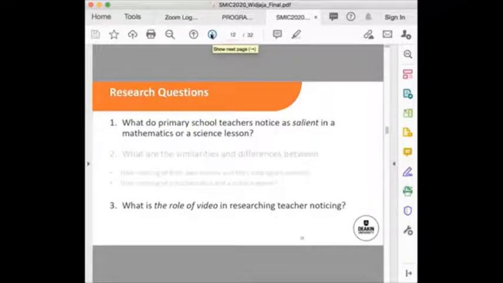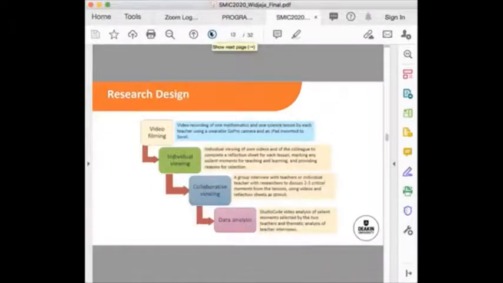So the first one is, what do primary school teachers notice as salient in a mathematics or a science lesson? And what is the role of the video in researching teacher noticing? So the research design involved obviously video filming. As I mentioned earlier, this is done by the teacher themselves. So they are using the GoPro camera, which I'm going to show in the next slide.